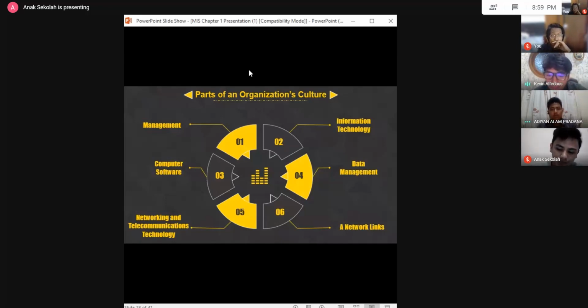Networking and telecommunication technology, consisting of both physical devices and software, links the various pieces of hardware and transfers data from one physical location to another. A network links two or more computers to share data or resources, such as a printer. The world's largest and most widely used network is the internet.